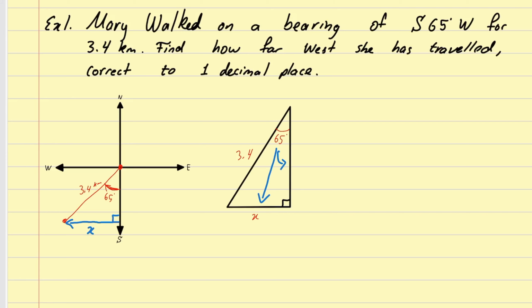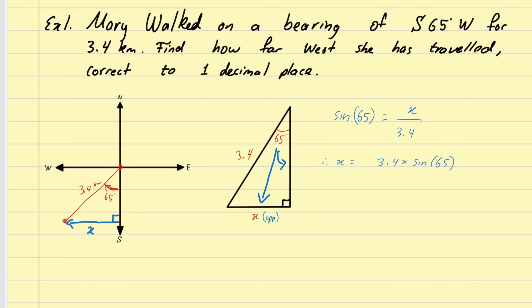So according to the angle, I have the opposite side over here. So that's the opposite side. And I've got 3.4, and we said that was the hypotenuse. So opposite and hypotenuse, that could only be sine. So sine of 65 would equal x over 3.4. And now we're just solving for x, so multiply the 3.4 to the other side. So therefore, x will equal 3.4 multiplied by sine of 65.